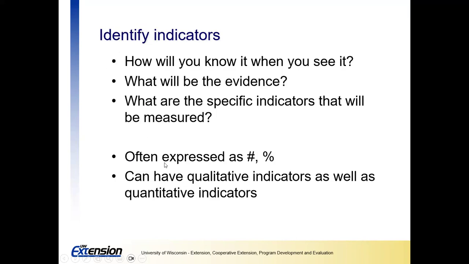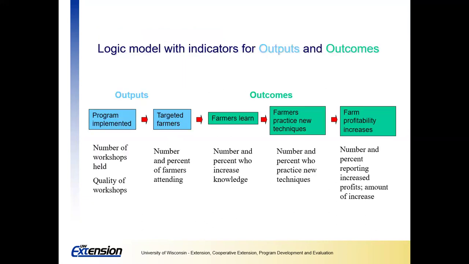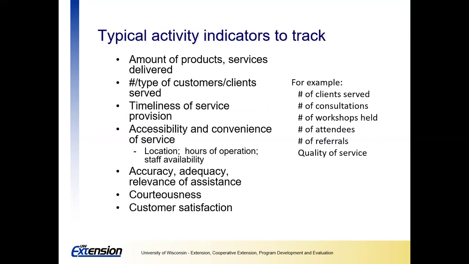You have to have key indicators that you use in order to measure the specific outcome that you plan to bring about. You can ask these questions: how will you know when you see it? What evidence are you going to use? You can have both quantitative as well as qualitative research indicators. Here's another example of a logic model.